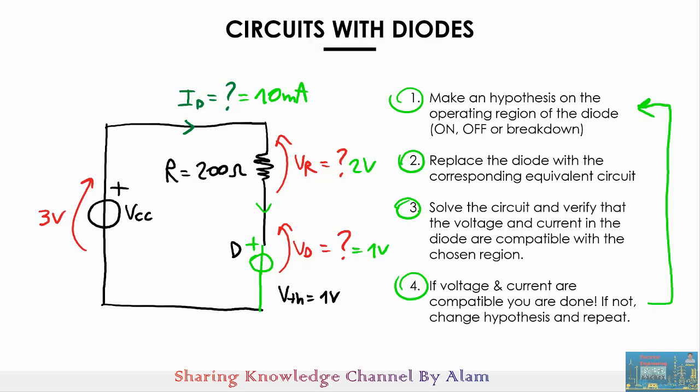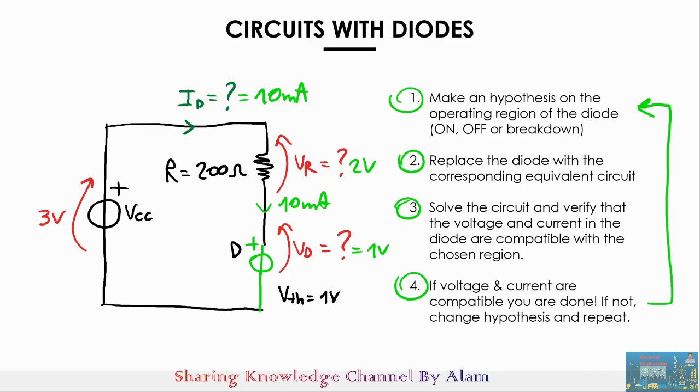Is this condition compatible with the diode in the on region of operation? Yes. When the diode is on, the voltage at its terminal is equal to 1 volt, which is the threshold of the diode, and the current has to be positive going from the anode to the cathode, just like in this case we have 10 milliamp going down and crossing the diode from the anode to the cathode. We have completed the study of the circuit.